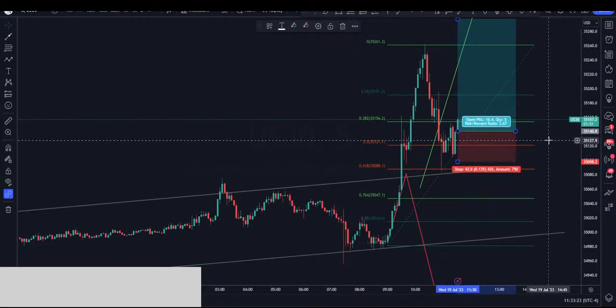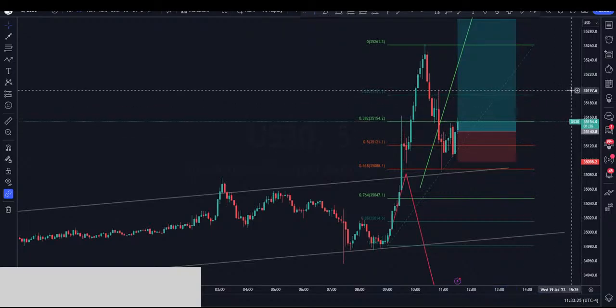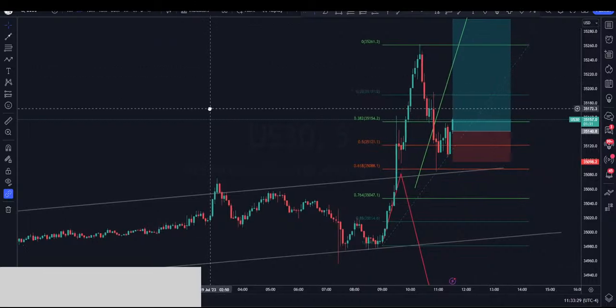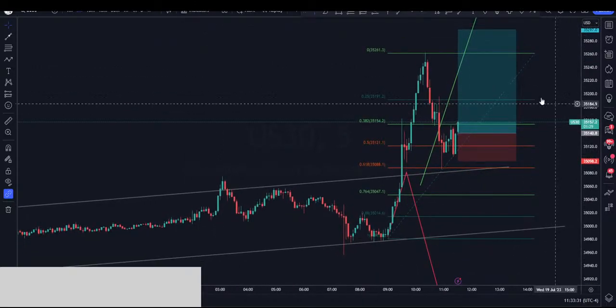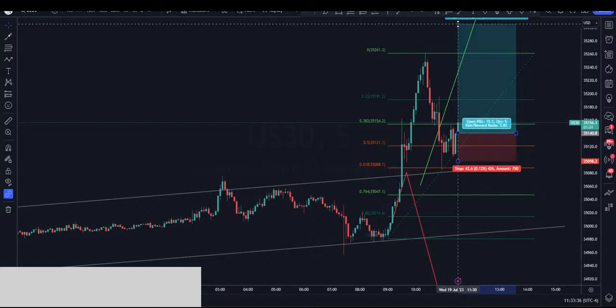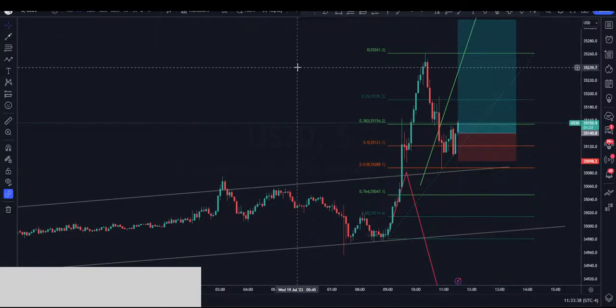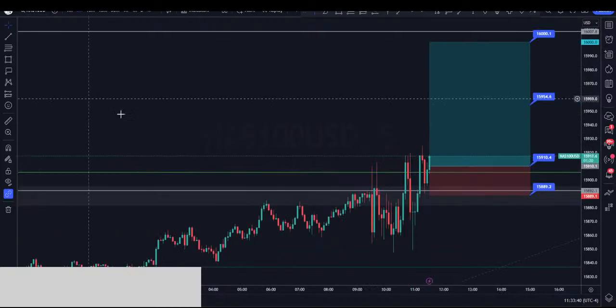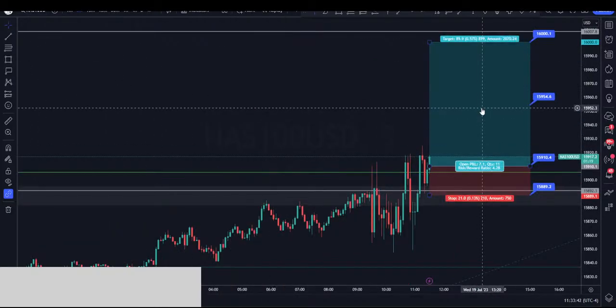This US30 one as well is working out, it seems like. There's like a 1 to 4. And this one is a 1 to 4 as well.